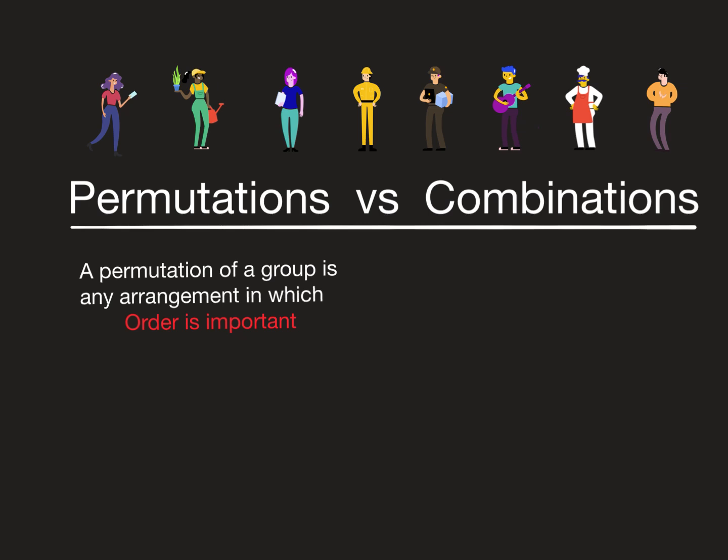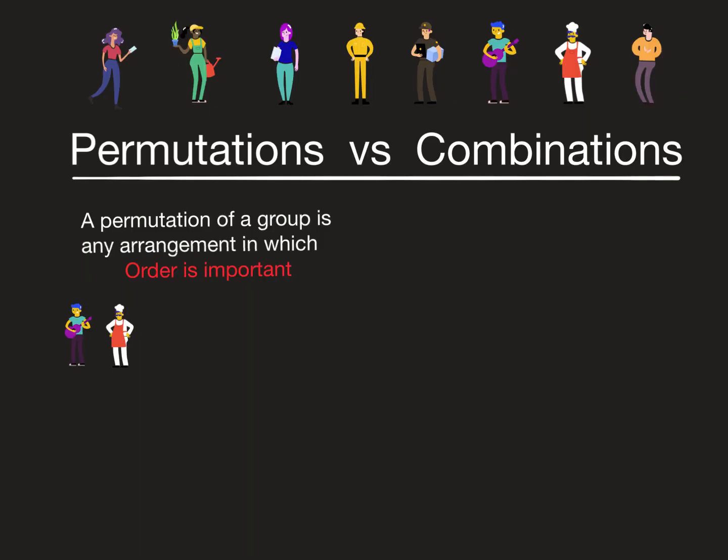Permutations versus combinations. A permutation of a group of objects is an arrangement in which order is important. Let me show you. Let's say I have a group of 2 people over here, but these people can be arranged to stand together in 2 ways. We can place them, like the guitarist next to the cook, or the cook next to the guitarist.